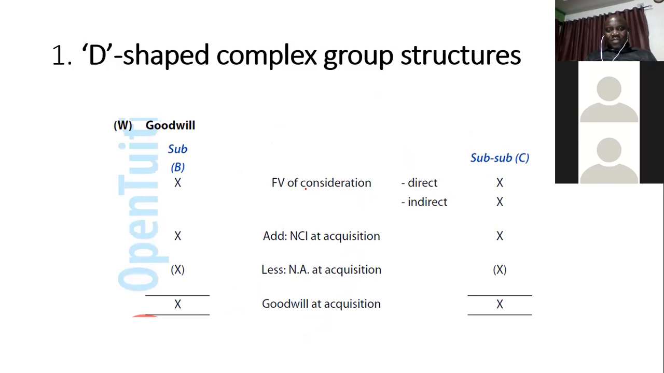So on fair value of consideration, you have the direct component, which obviously you have to multiply by your control in the subsidiary. Then you have the indirect, which you are going to plug in there as is because you have your 100% or whatever amount that you have put in there. Then you have your NCI and do the usual, which is okay.